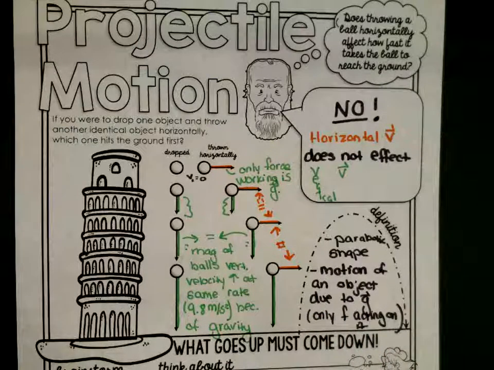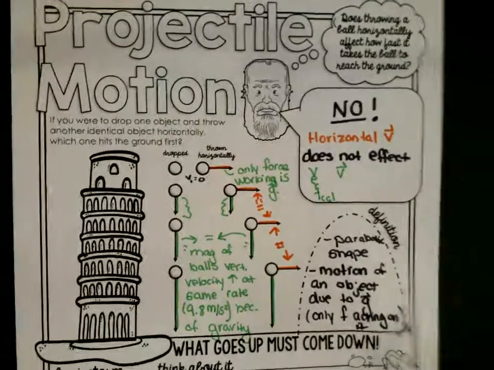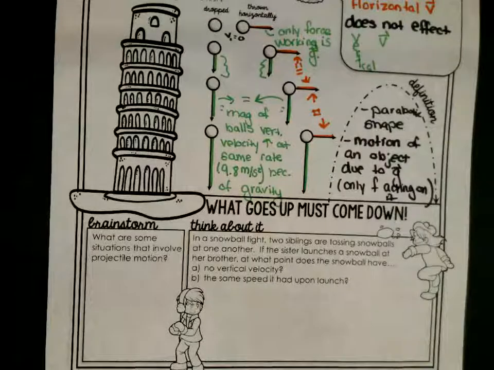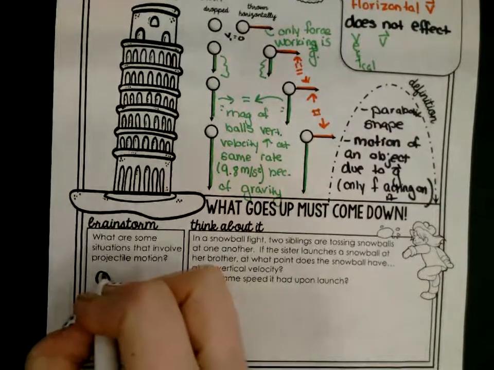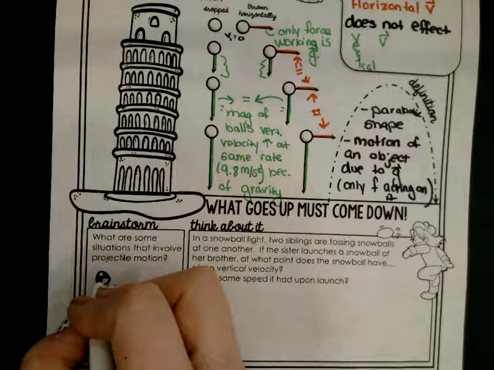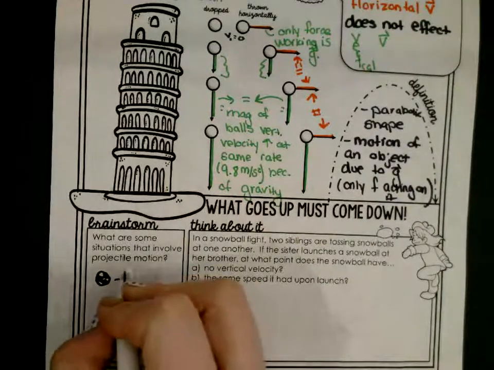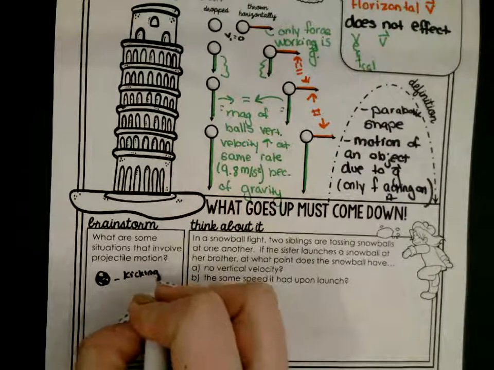All right, so let's think about what are some different things that might involve projectile motion. Now that we know what projectile motion is, it's when we launch something or throw something. What are some different situations that might involve projectile motion? The first one that comes to mind for me is soccer. I just went to a soccer game the other night. Please ignore my horrible drawing of a ball. But kicking a soccer ball would be parabolic motion.